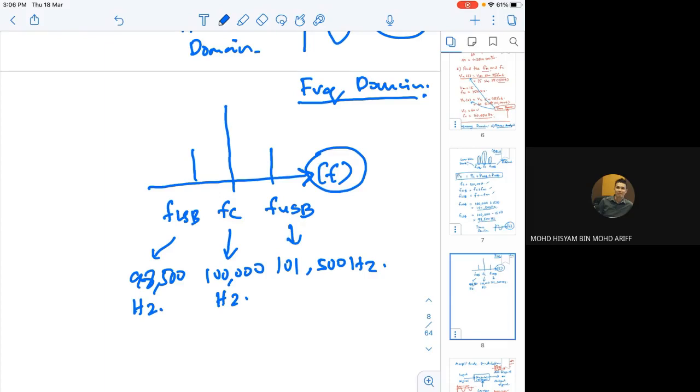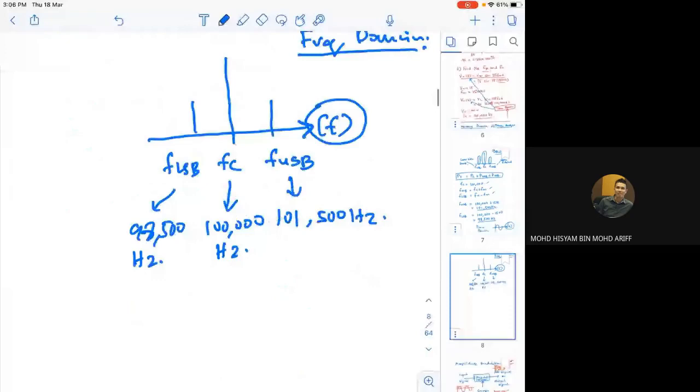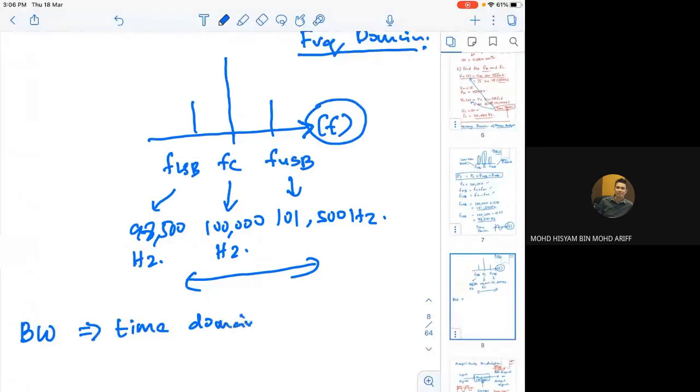Now, one more thing. How about the power? This one is finished in terms of frequency, but in frequency domain we also calculate, let's say, one more question. From this, we can find the bandwidth. What is the bandwidth? Bandwidth can be proved using time domain and also frequency domain, to check.